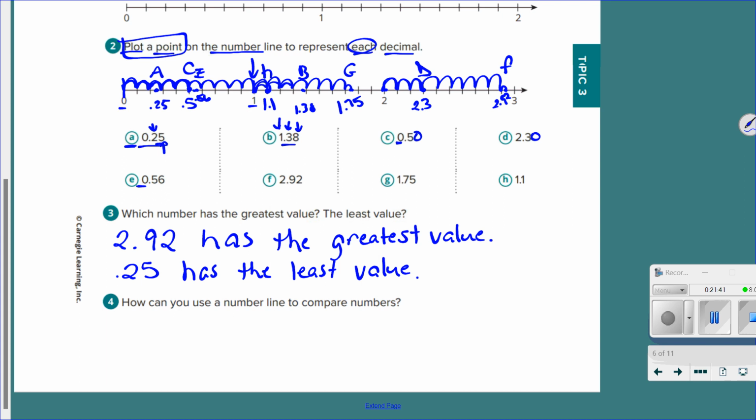Any questions? All right, so using that information, how can you use the number line to compare numbers? And when they talk about compare, they mean greater than, less than, or equal to. That is what they are talking about. So how can we use the number line to do greater than, less than, or equal to? What do we see?